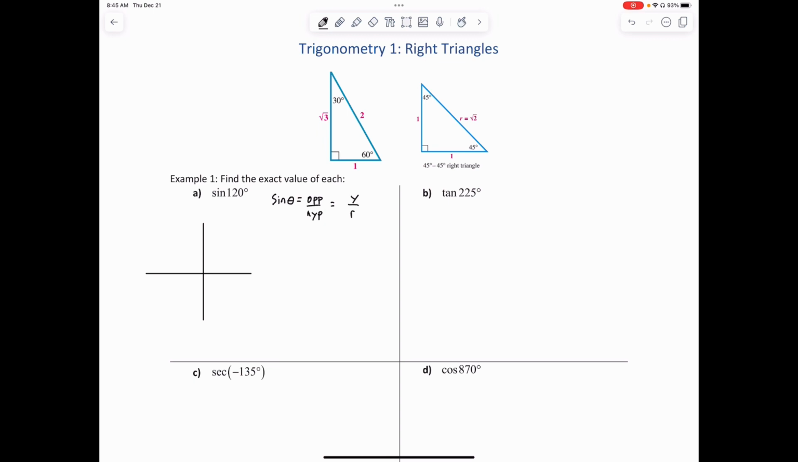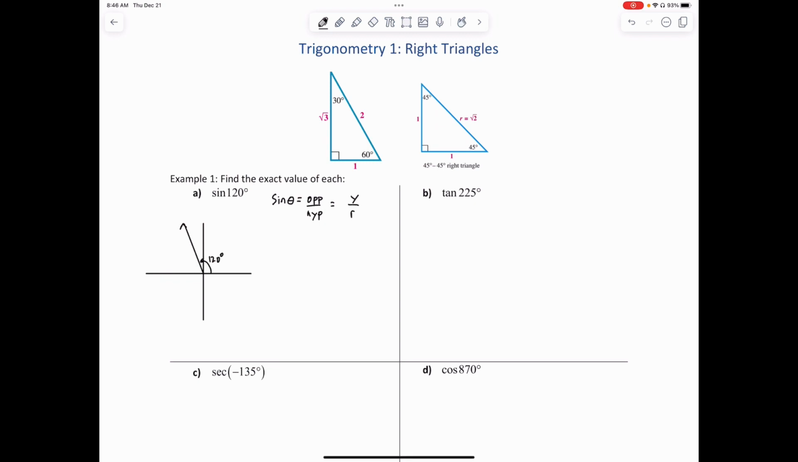we can sketch a little picture. 120 degrees is a little bit more than 90. 90 degrees would take us to the y-axis here. We're looking at 120, so we're going to be a little bit more than 90 here. And so this is our 120 degree angle.